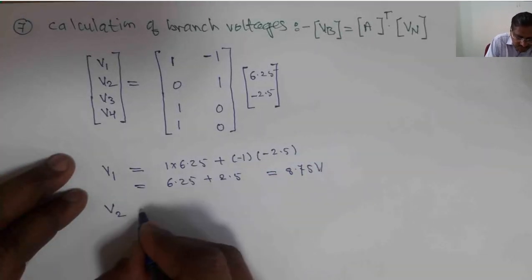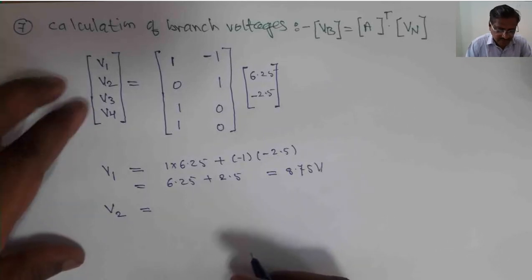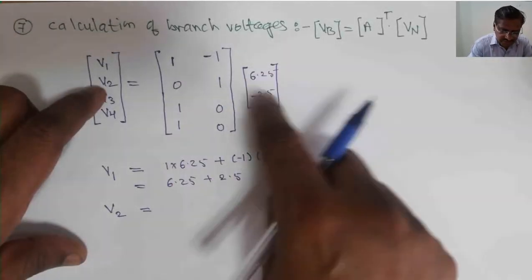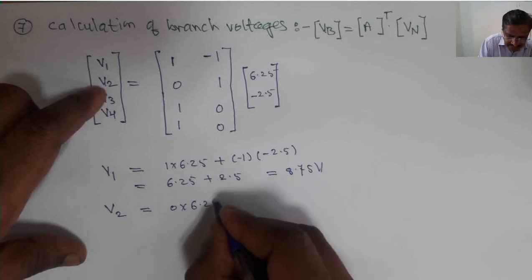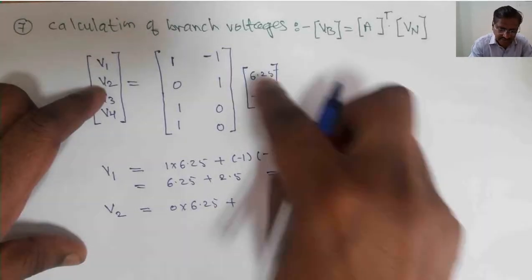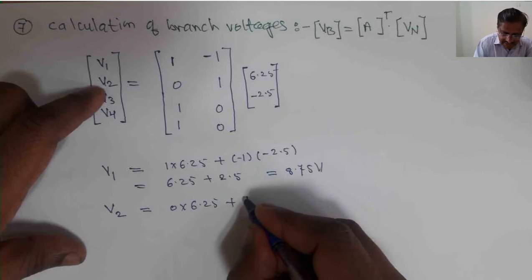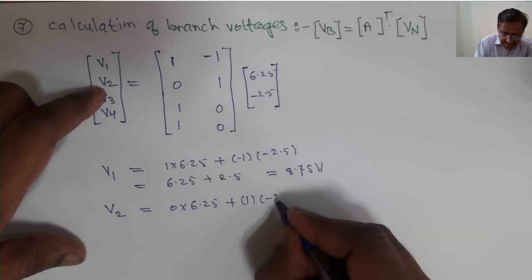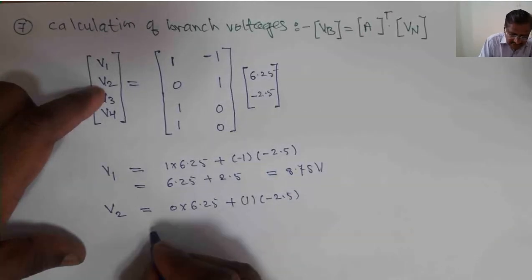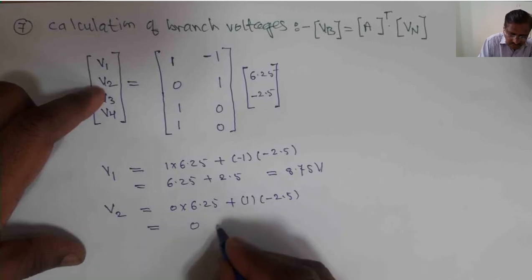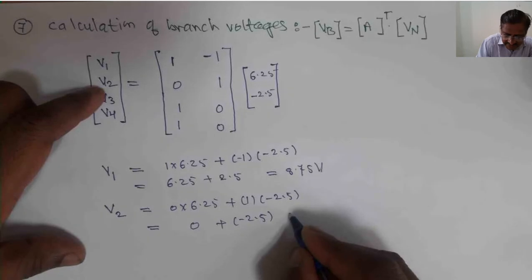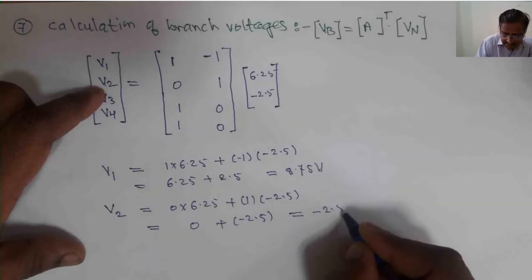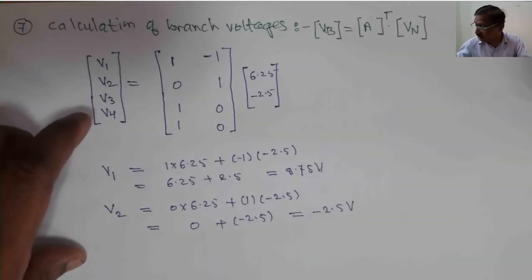Similarly, how is V2? V2 is equal to the second row: 0 into 6.25 plus 1 into minus 2.5. This is 0 plus minus 2.5, so minus 2.5 volt is the value of the voltage V2.